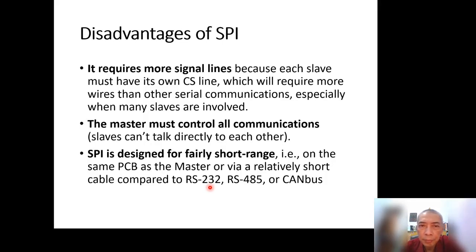So these are the disadvantages of SPI. The first is that it requires more signal lines. SPI has four lines: the clock, two lines to transfer and receive data, and the other is for the SS line. So it will require more wires than other serial communication, especially when many slaves are involved. The master must control all communications, so slaves can't talk directly to each other. SPI is designed for fairly short range, just like I2C, on the same PCB as the master or via a relatively short cable compared to RS-232, RS-485 or CAN bus.